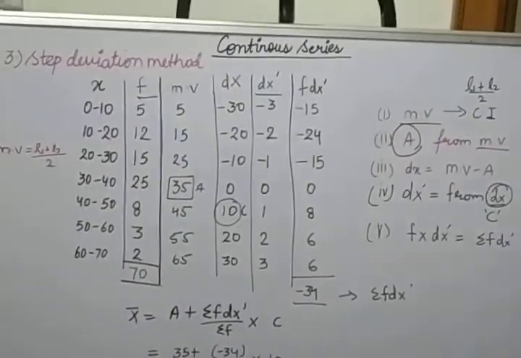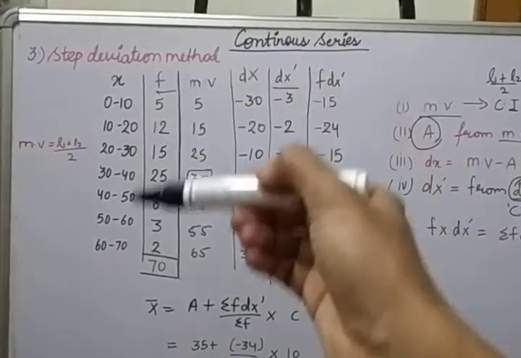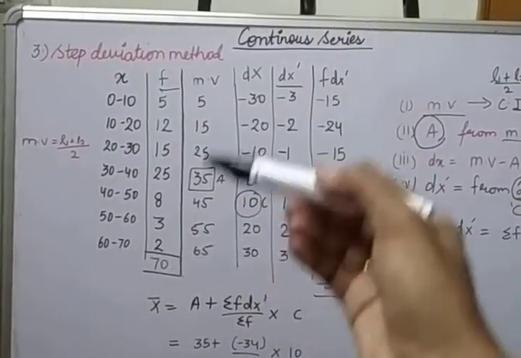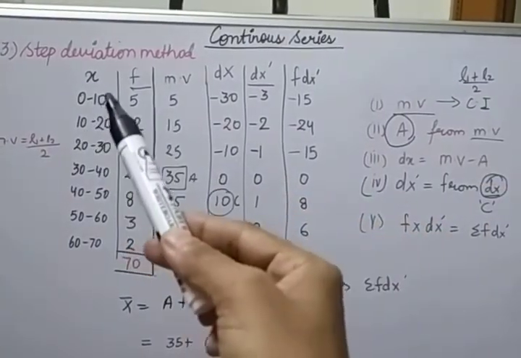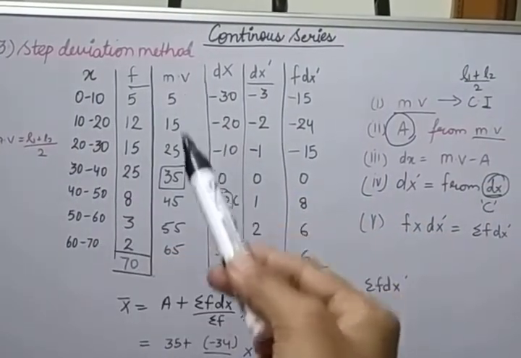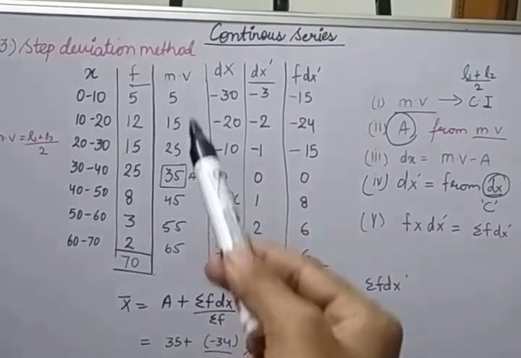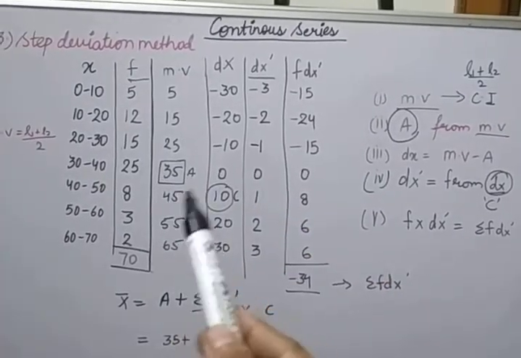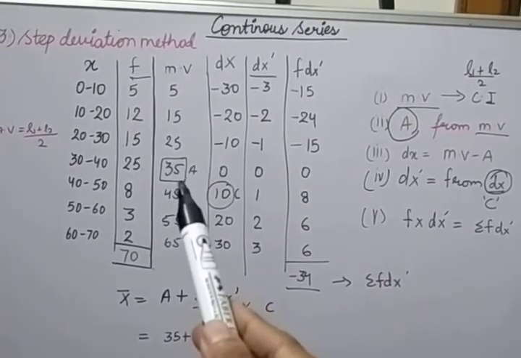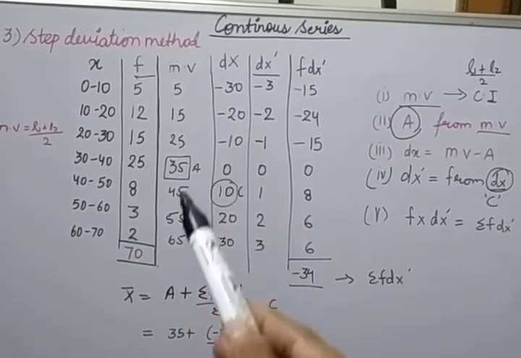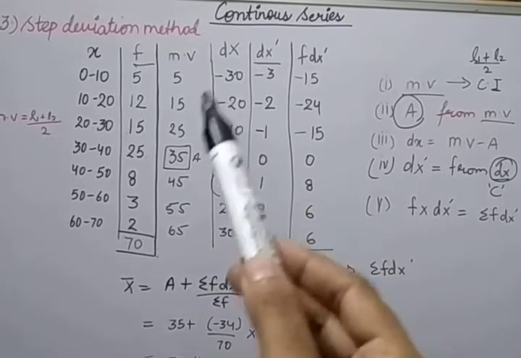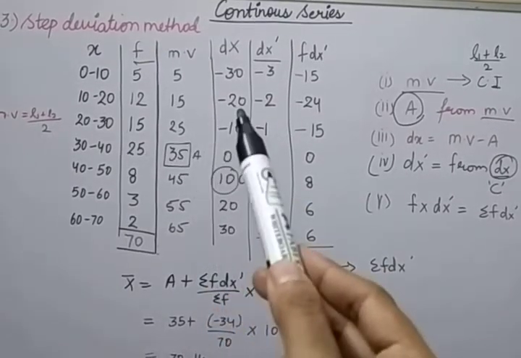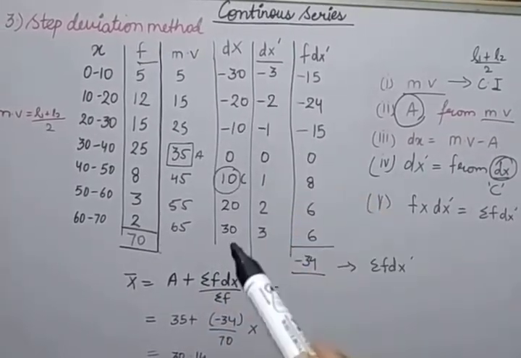Now you can see, first of all, x was given, frequency was given. First step, we calculated the mid value, L1 plus L2 divided by 2. So we got the mid value. Second step, from the mid value we assume any one number. And third step, we deducted this assumed number from all these numbers. 5 minus 35, minus 30. 15 minus 35, minus 20. In this way we calculate dx.